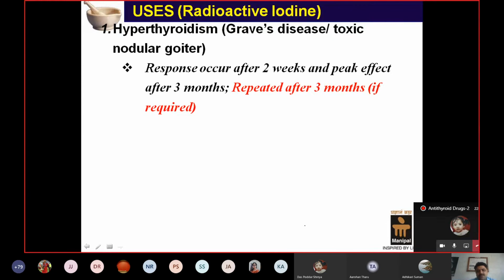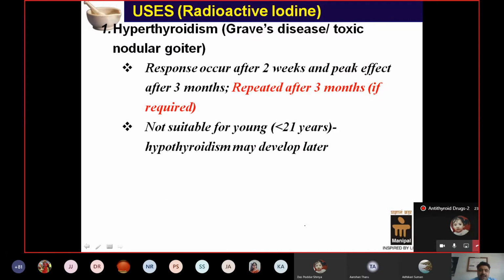And if that action is sufficient, well and good. If it is not sufficient, then you may have to repeat the drug. Generally, you will calculate how much you want to destroy, so accordingly you will give the dose, and that dose will kill the cell. If that cytotoxic action is sufficient, well and good. If you want to kill extra cells, then you have to repeat the therapy. But therapy will be repeated only after 3 months, because you have to wait 3 months to see the maximum action.